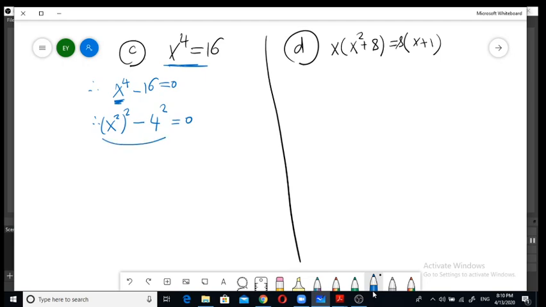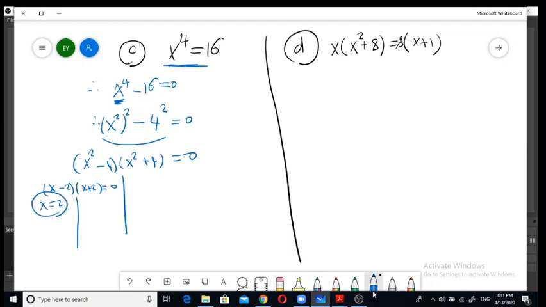Then easily we can factor this expression by factoring the difference of two squares. So we have x squared minus 4 times x squared plus 4. Here we can factor again by factoring the difference of two squares. It will be x minus 2, x plus 2. Then x is equal to 2, and here x is equal to negative 2. And here we have a complex solution.